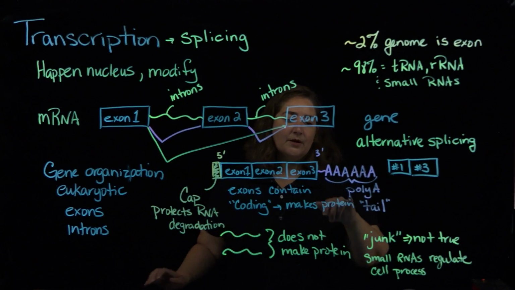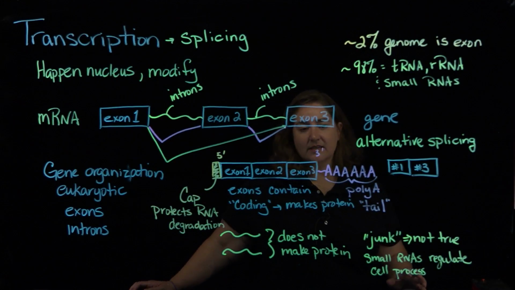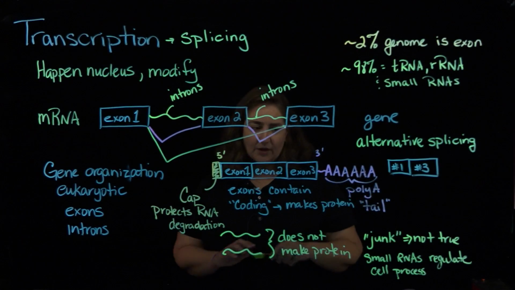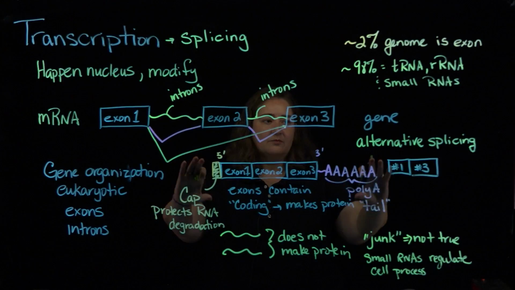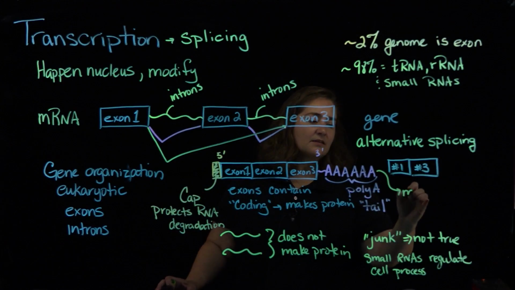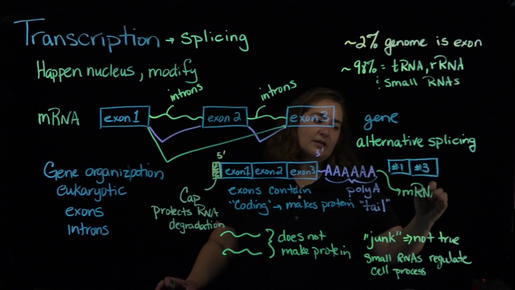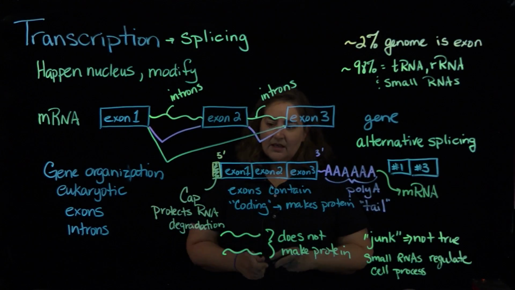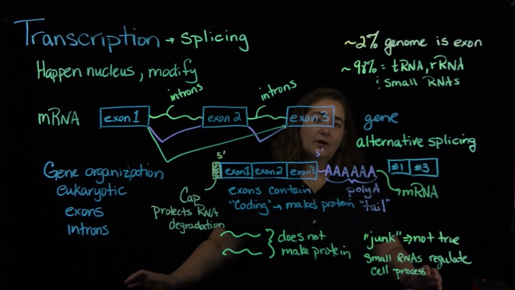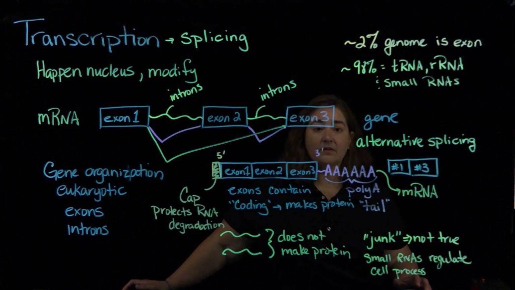Once it's got the 5' cap and the 3' poly-A tail, our messenger RNA now, okay, because what I've got here kind of in the middle of all of this mess, this is our messenger RNA, okay? It has the cap, it's got the coding sequence with the exons, and it's got the 3' poly-A tail, all right? If you have any questions, please let me know.